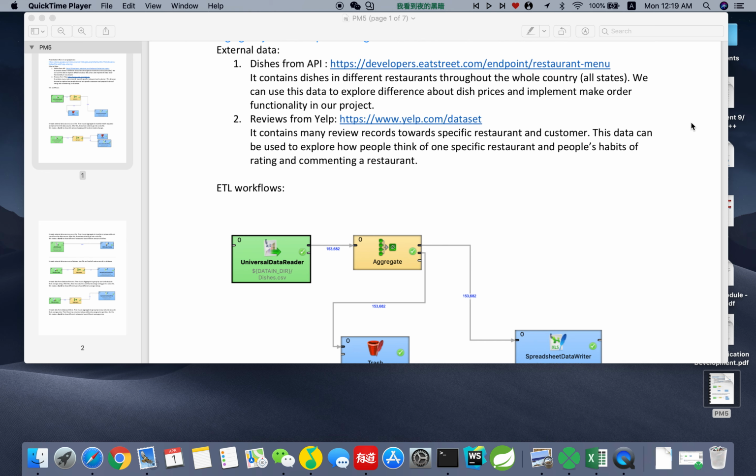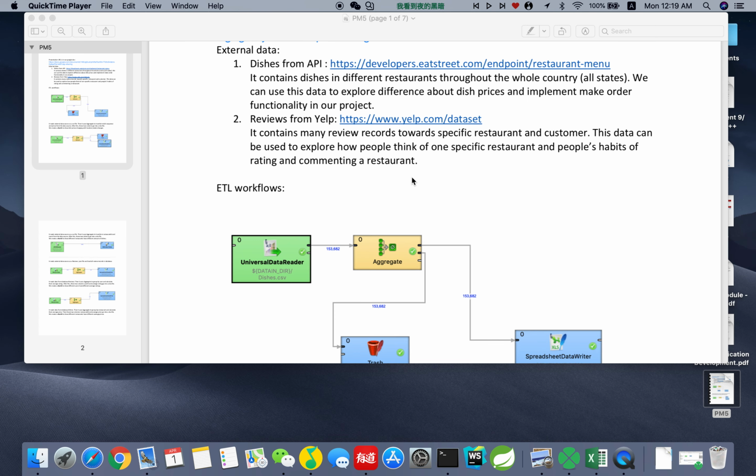The second external data source is reviews, and we downloaded this data set from Yelp. Here is the link. It contains many review records towards specific restaurants and customers. This data can be used to explore how people think of one specific restaurant and people's habits of rating and commenting on a restaurant.